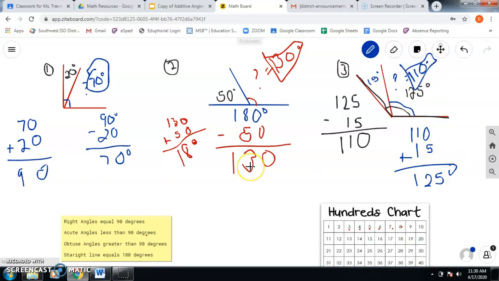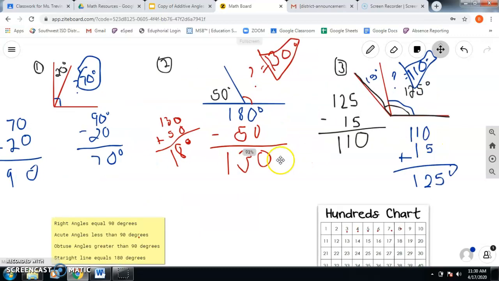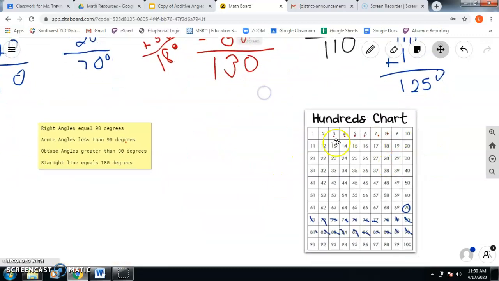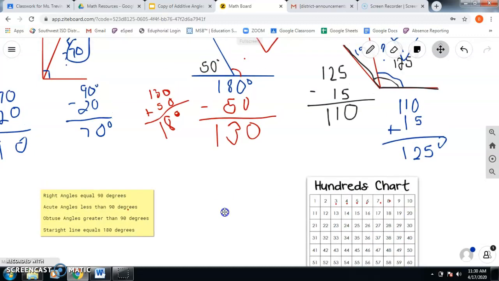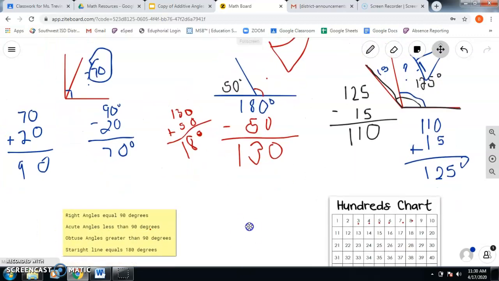Now remember, these were kind of what we call pretty numbers, right? The numbers weren't that hard for you to work with. But if you do get numbers that are hard for you to work with, use your hundreds chart, okay? These are going to help you with your addition and subtraction calculations, okay? So, if you need any further help, let me know, and good luck.